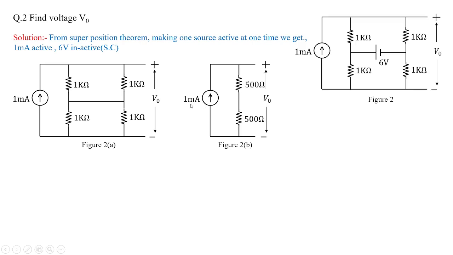Now you need to obtain the value of V0. In this series combination, 1 milliampere is flowing. 500 plus 500 becomes 1000. So 1000 times 10 power minus 3 becomes 1. So V0 will be equal to 1 volt. So this we are treating as equation 1.